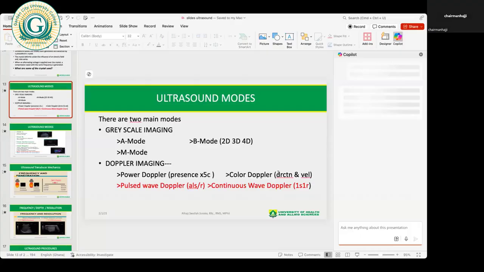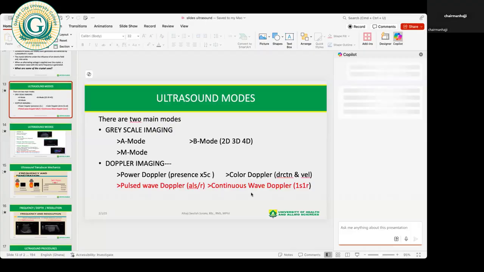And then the continuous wave Doppler. The pulsed wave Doppler, with this particular one, you have the ultrasound beam sending the waves in pulses. It will send one, then send another one, then send another one. So when it sends one, then it receives it before it sends and then receives, sends and receives. Whereas the continuous wave Doppler, the ultrasound equipment sends and receives at the same time.